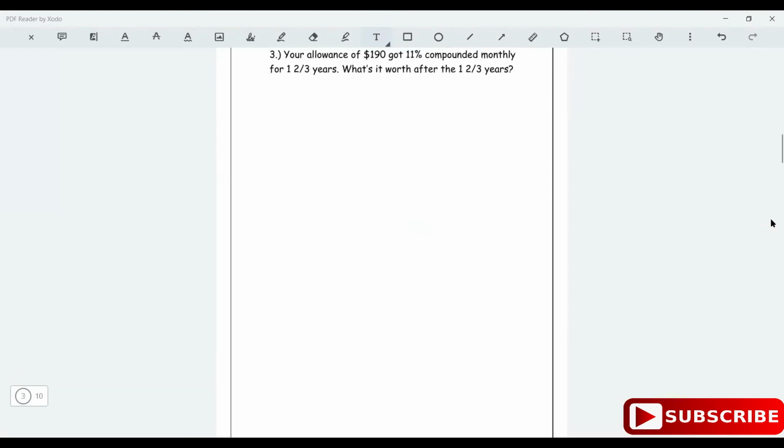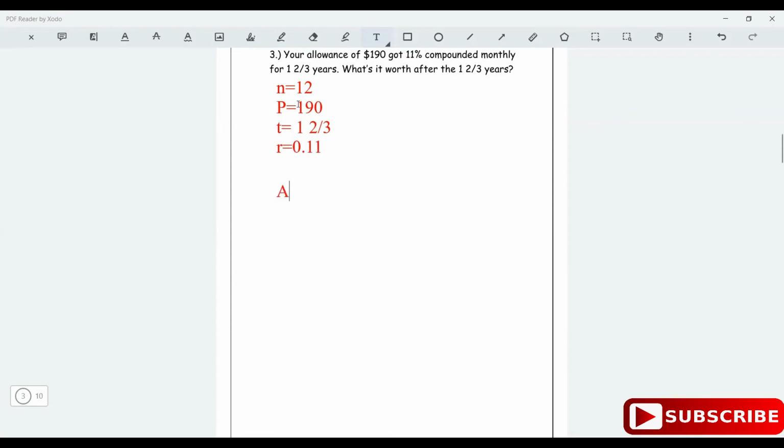Let's look at question 3. It says your allowance of $190 got 11% compounded monthly for 1 and 2/3 years. What's it worth after 1 and 2/3 years? It got compounded monthly, so n equals 12. Your principal is $190. And the time is 1 and 2/3 years, which looks weird to write. And the rate is 11%, which is 0.11.